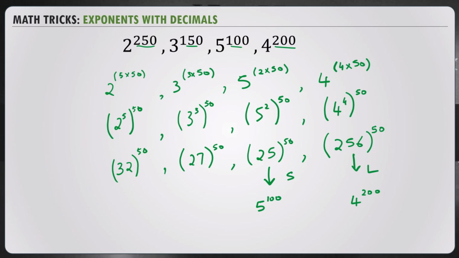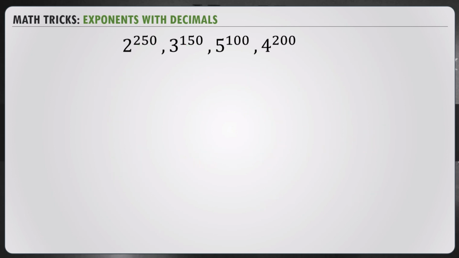Let me show you the other way to solve this, which I think many of you would like. All right, here we go. Let's look at all the powers that we have here: 250, 150, 100 and 200. Let's just cancel all the zeros. We're left with 2 to the power of 25, 3 to the power of 15, 5 to the power of 10, 4 to the power of 20.